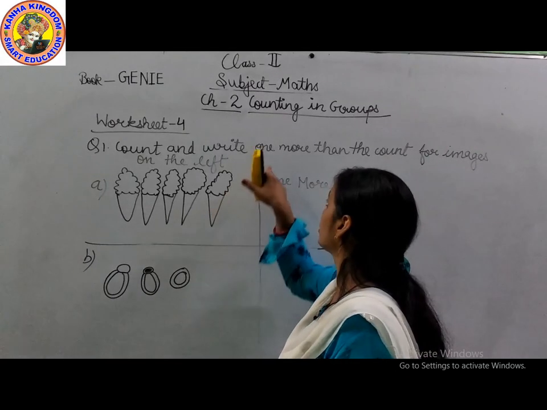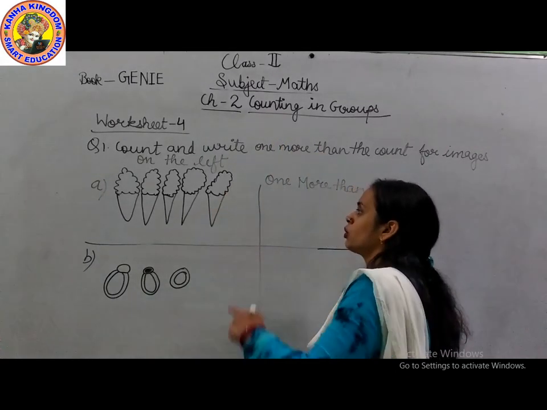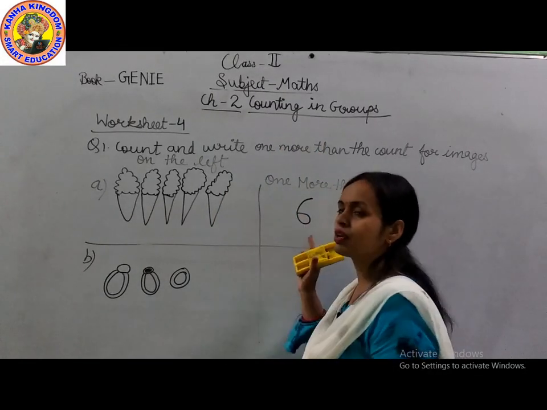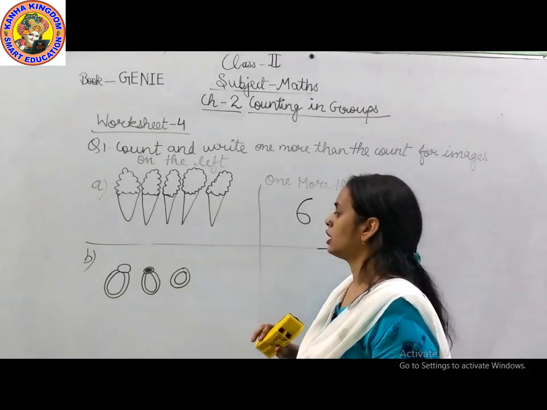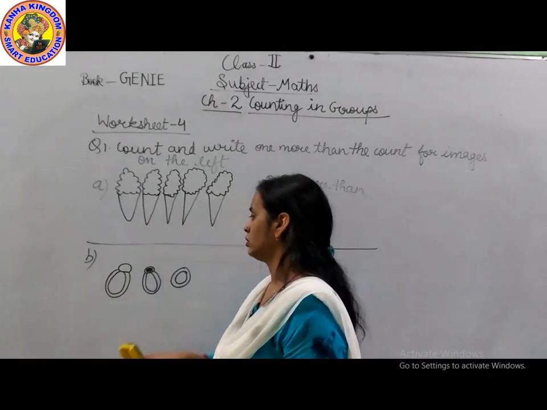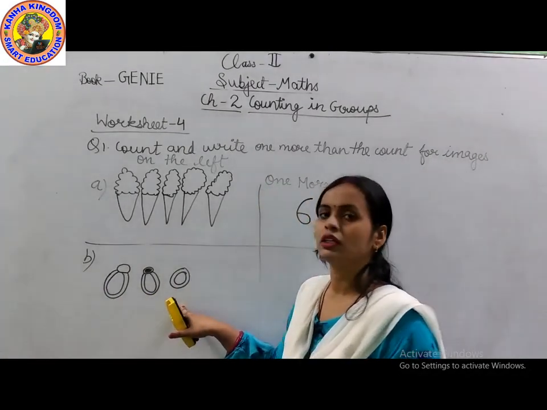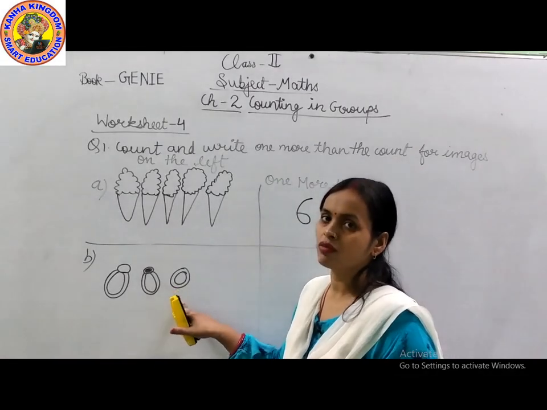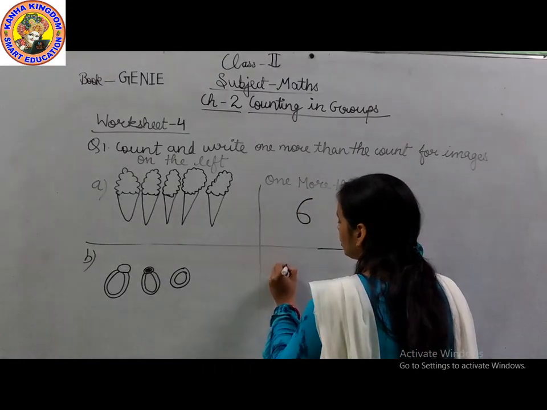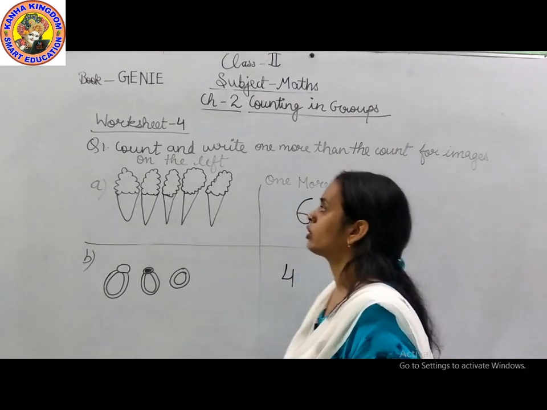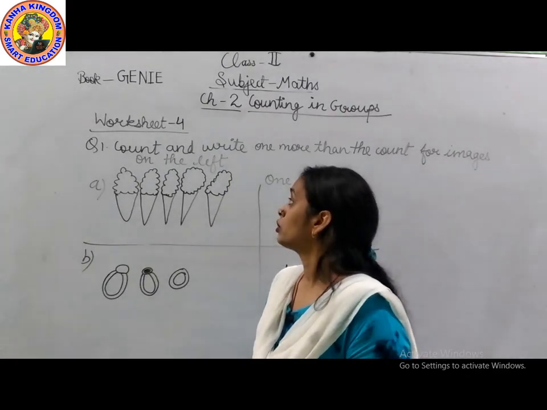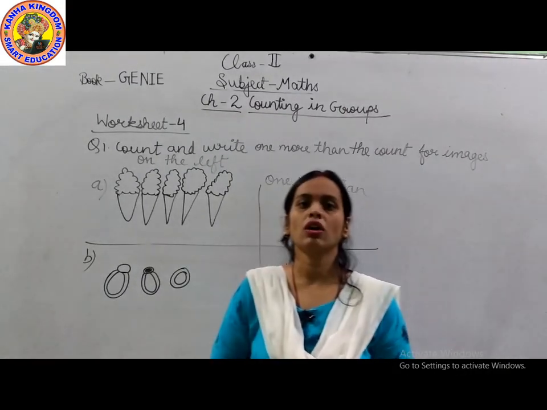So we have to write one more than. So 5 plus 1, 6. So we write here 6. Now next, how many rings are there? 1, 2, 3. 3 rings are there. So we have to write one more than 3. So 3 plus 1, 4. Okay. Rest 2 questions of question number 1, do in your Genie book.